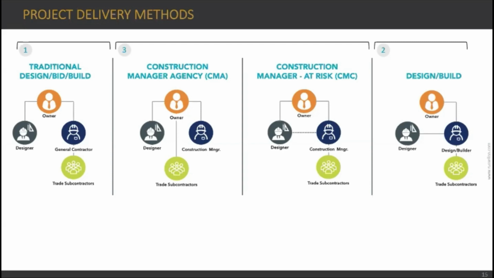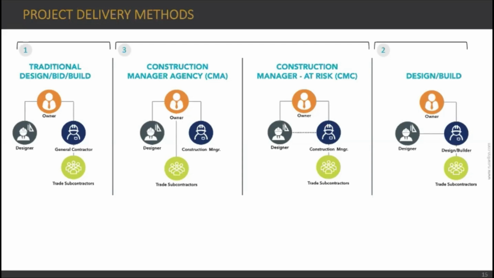So in the traditional one, the owner hires a designer, and after the design phase is completed by the designer, who also creates the contract documents, also called tender documents, the owner goes to the tender stage. In the tender stage, general contractors offer their bids, and the owner selects one of these contractors. After that point, the general contractor starts to work on the construction site. So the design, the tender, and the construction phases follow each other.